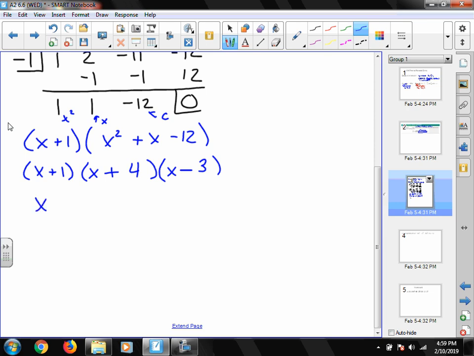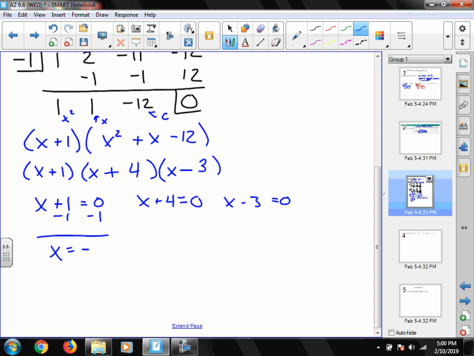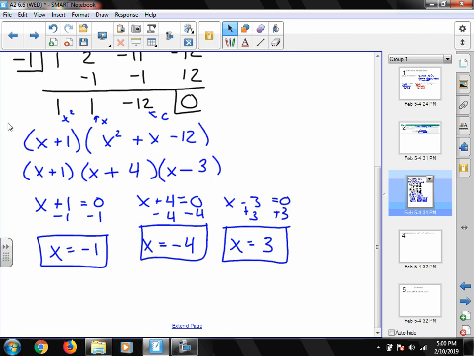Now I just set these equal to 0. X plus 1 equals 0. X plus 4 equals 0. X minus 3 is equal to 0. And I can solve all these equations. So I get that x equals negative 1. There's 1 zero. Subtract 4. I get that x equals negative 4. There's another zero. I add 3. I get that x equals 3. There's a third zero. Okay.